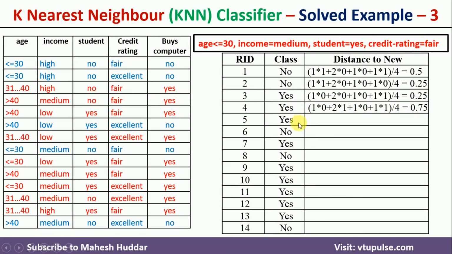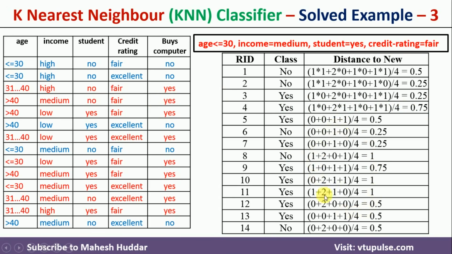So similarly, we have to do it for all the 14 examples here. Once you do it, you will get these values here. So you can do it manually, you will get these particular values. So once we get these particular values, we have to see this particular similarity measure, and then based on that we have to find the nearest neighbors. So higher the value, more similar with the new example.